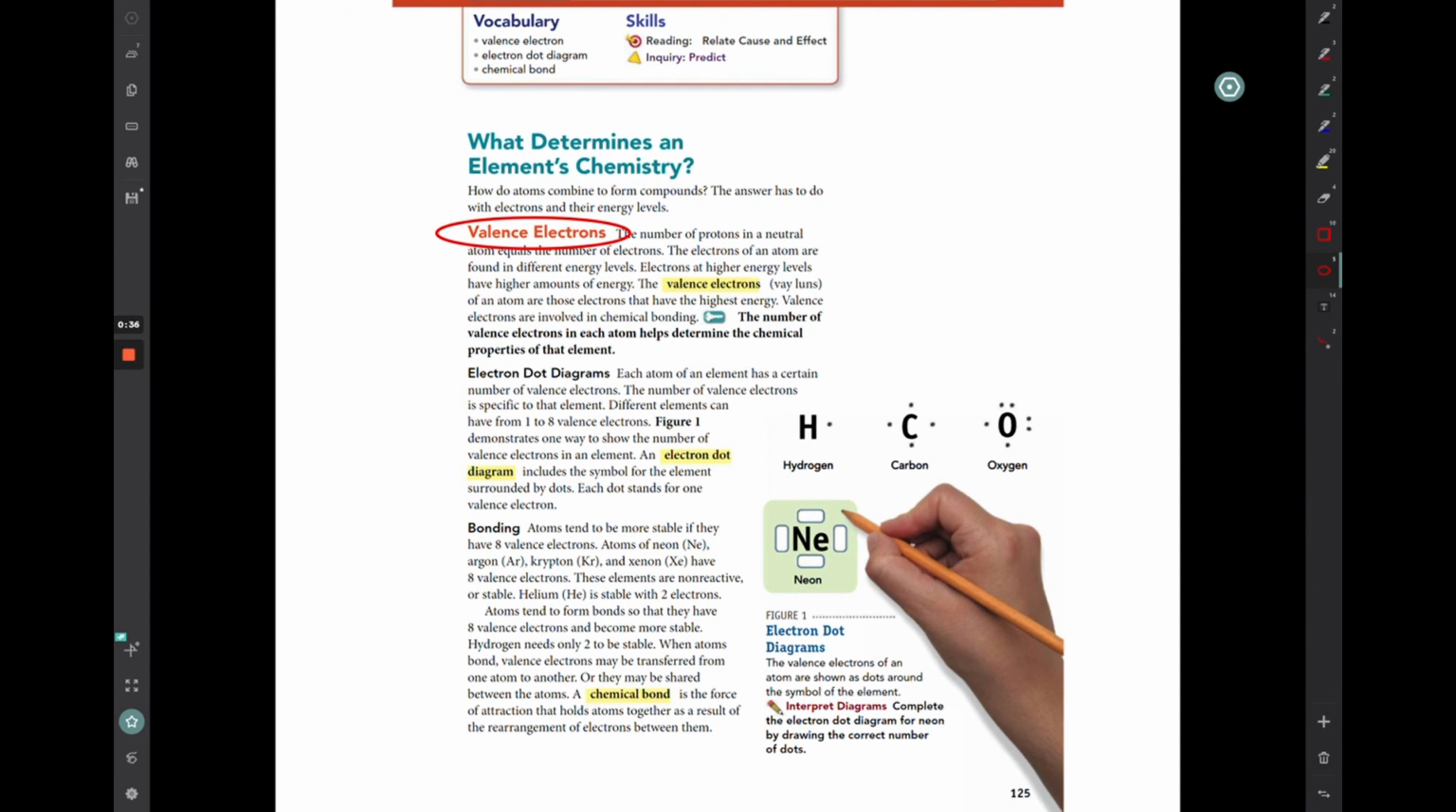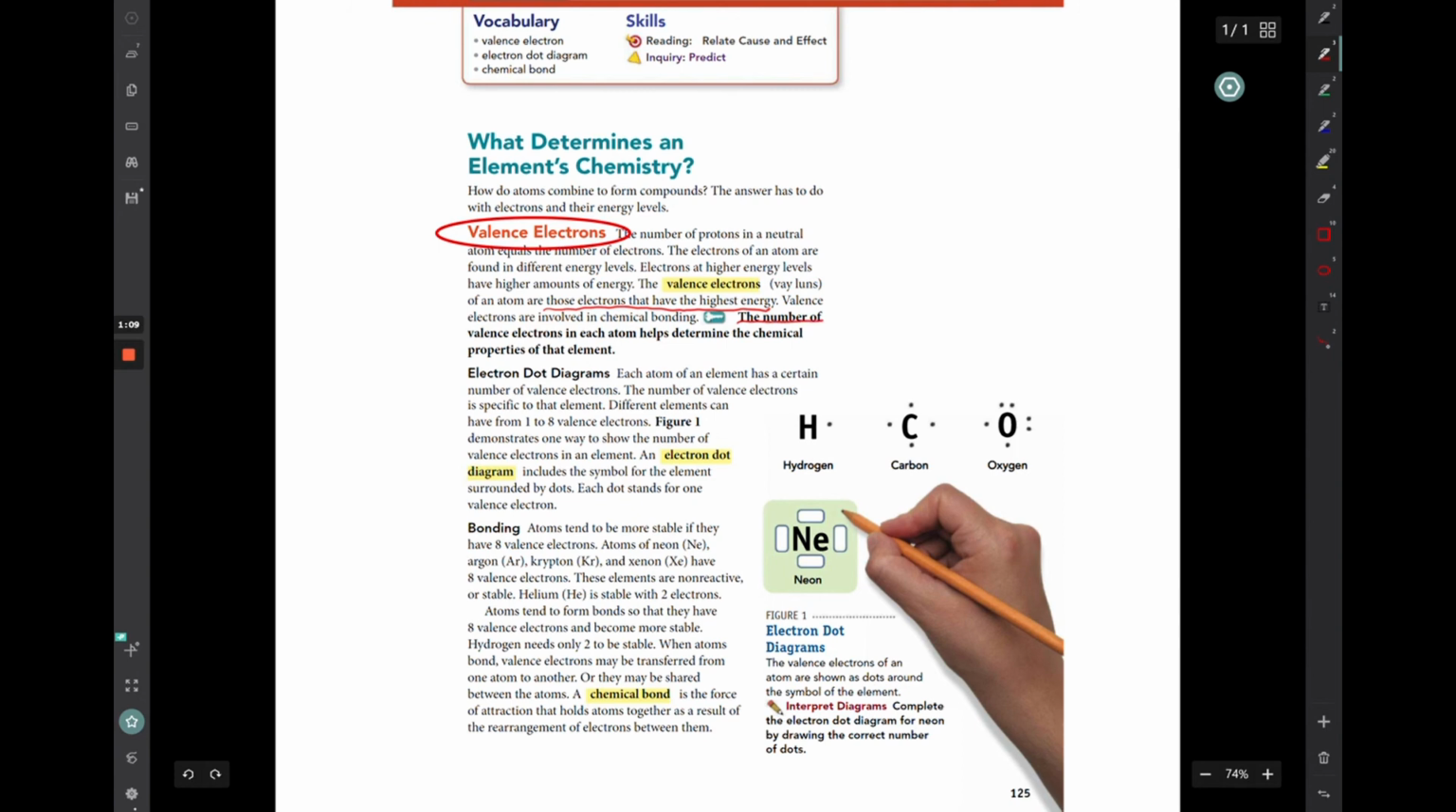So the valence electrons are going to be those electrons that have the highest energy. If you think about when we looked at Bohr's model, with the nucleus at the center and the electrons in those little orbits going out from the center, the valence electrons are going to be the ones in the outermost part of the cloud, the furthest away from the nucleus, if you will. Those are the ones that have the most energy.